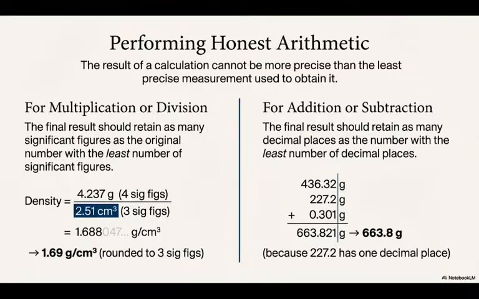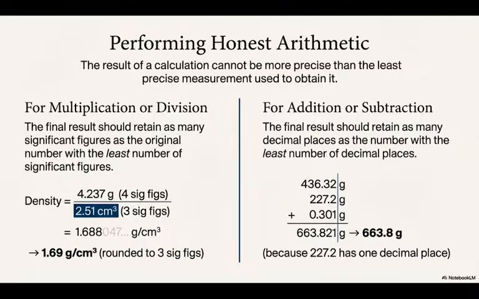For addition or subtraction, the final result should retain as many decimal places as the number with the least number of decimal places. 436.32, 227.2, 0.003, 301, and you get 891. But here this one is least. So you have to take the answer after one decimal point, 663.8 gram.